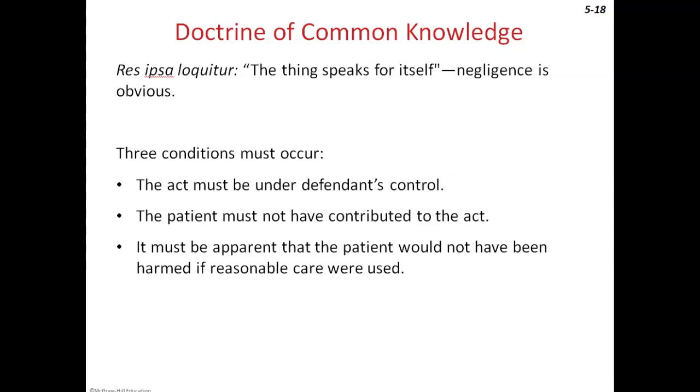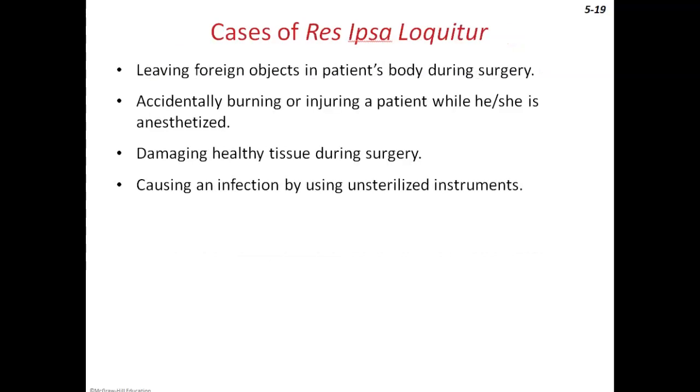Things that usually fall under this are things like leaving foreign objects in the patient's body during surgery. Sometimes it's surgical sponges, sometimes it's utensils. Accidentally burning or injuring this patient while they're under anesthesia. Damaging healthy tissue during surgery, nicking something nearby to the surgical site, causing additional problems, or causing an infection by using unsterilized instruments. In today's society, there's no reason for these things to occur.